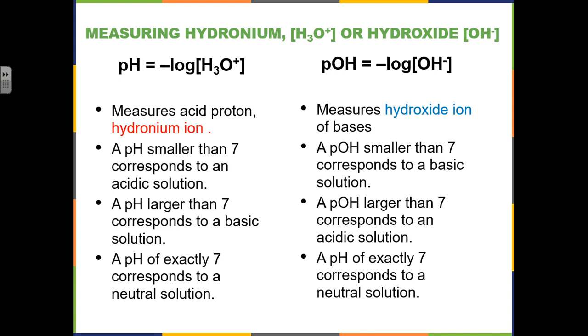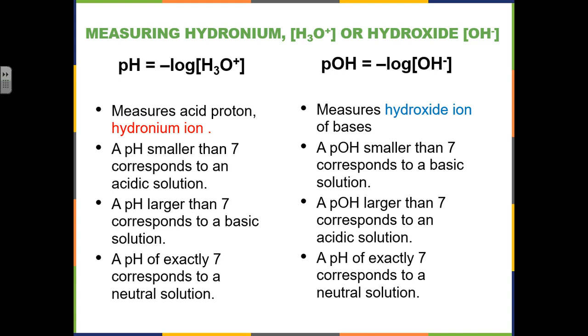A pH that is lower than 7 corresponds to an acidic solution. If you have a pH that is above 7, then it corresponds to a basic solution. And if a pH is exactly at 7, this corresponds to a neutral solution. So when we're doing our calculations and looking at pH values, we'll understand the context of whether something is regarded as acidic, basic, or neutral based on whatever that defined pH value is.